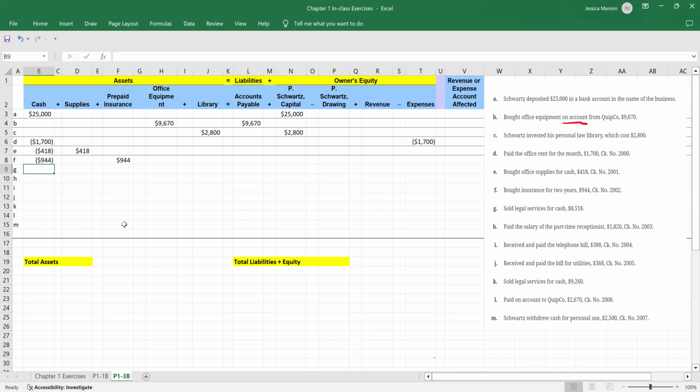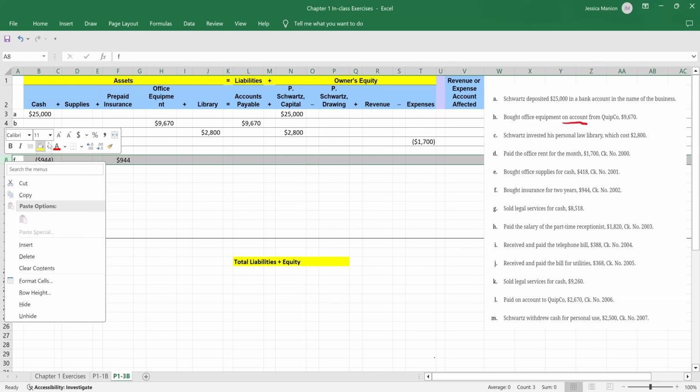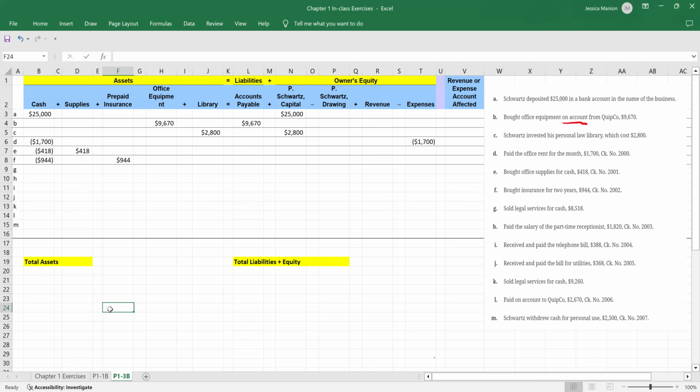Letter G, sold legal services for cash. Remember, we're a law firm. This is an attorney that started their own business, so we're a law firm. And so this is us earning revenue. Letter G, sold legal services for cash. The customer paid cash, so cash is going up 85.18.